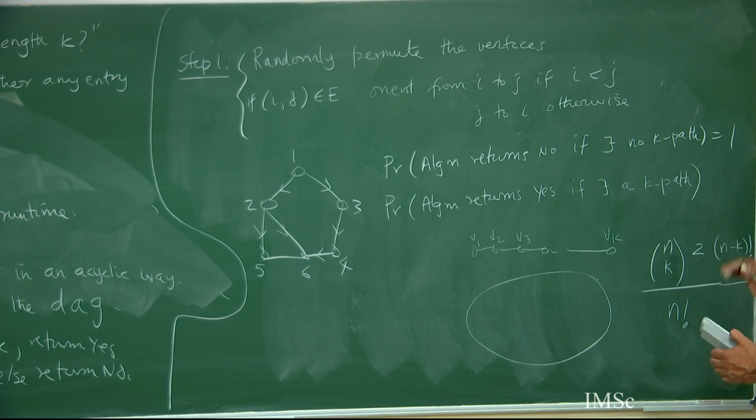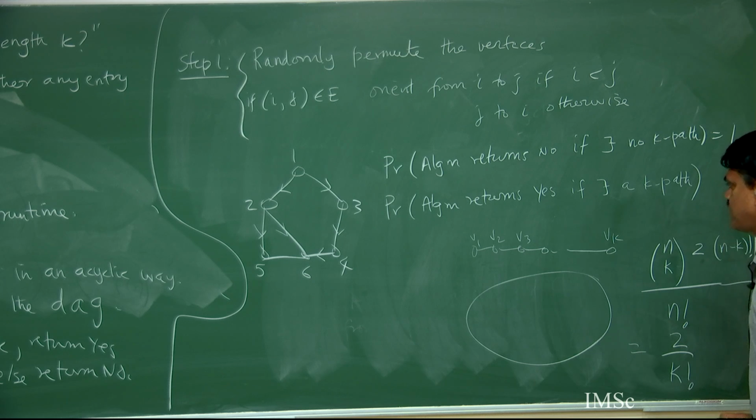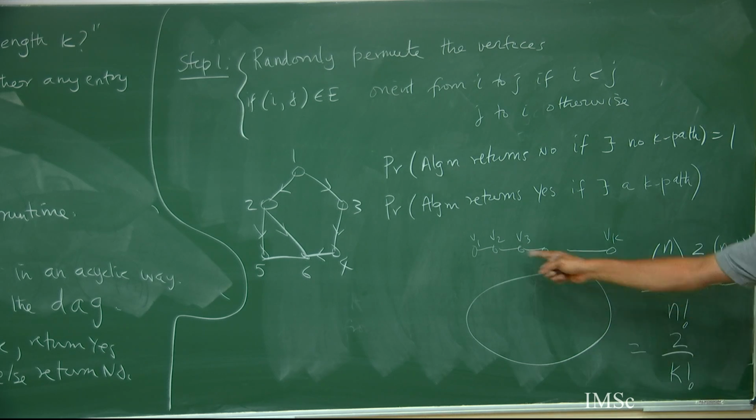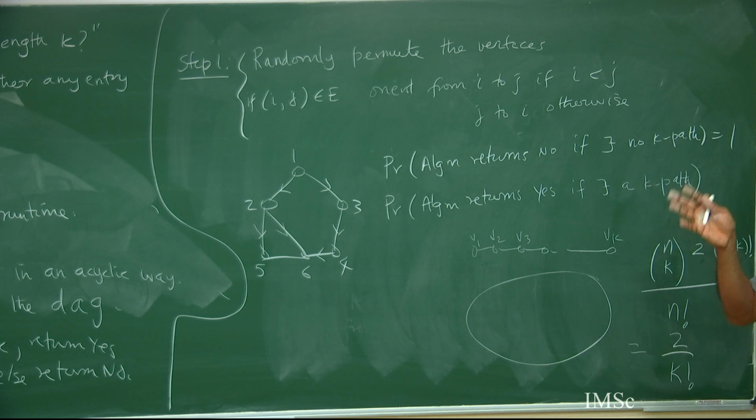Now, if you do some simplification, what do you get? N factorial will cancel from here, n minus k factorial will cancel this. Now, intuitively, another way to think about it, there are k factorial orders these k vertices can get, out of them 2 of them are good. So, if you have a specific k path, the probability that that is going to survive is 2 by k factorial.